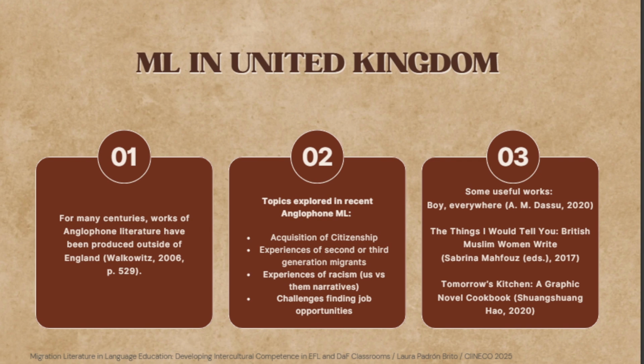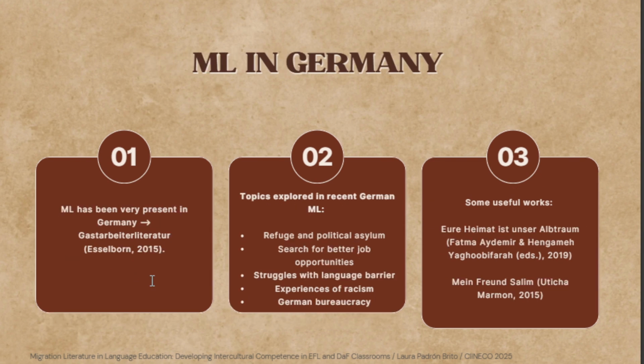When it comes to ML in Germany, its context is a little bit different to that of the UK's. Migration literature started to be more prominent in the 70s with what was called Gastarbeiterliteratur, which literally means literature of guest workers. This term conceived migration as a temporary condition, as we have inferred from the word guest.